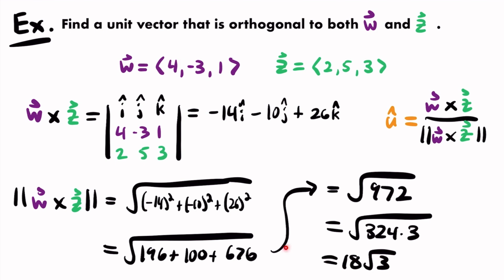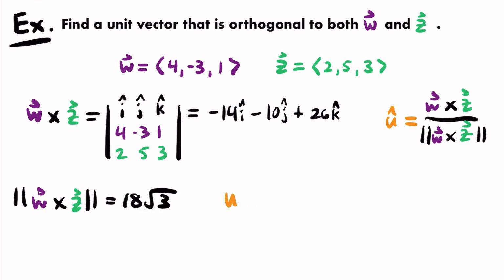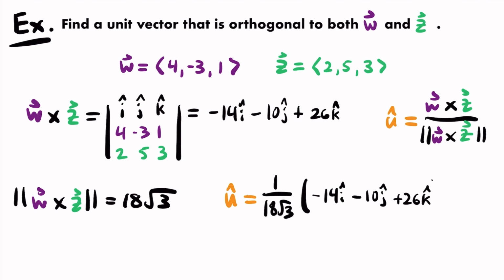Now what we want to do is take the cross product of vector w and vector z and divide it by that magnitude to get our unit vector. All right, so here's what we'll have. Our unit vector that is orthogonal to both vector w and vector z will be equal to this vector divided by this magnitude, which will be the same as taking 1 divided by that magnitude and multiplying it by this vector. All right, so we're going to be multiplying that by negative 14i minus 10j plus 26k.